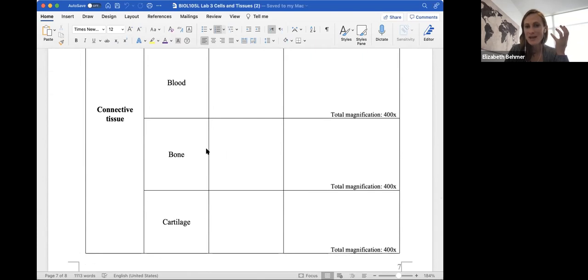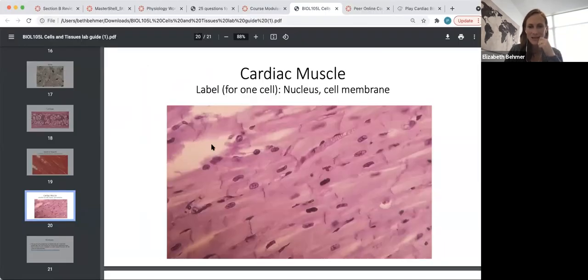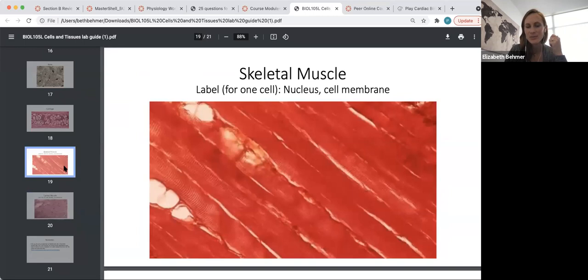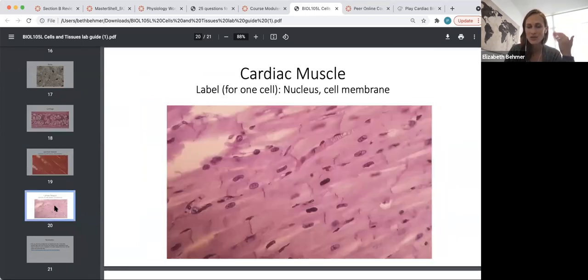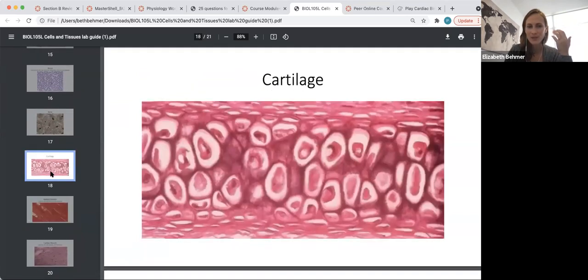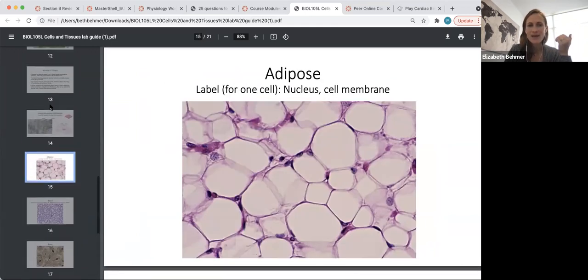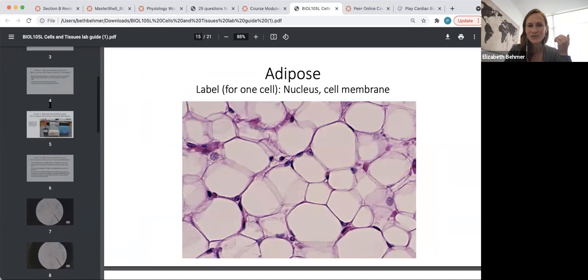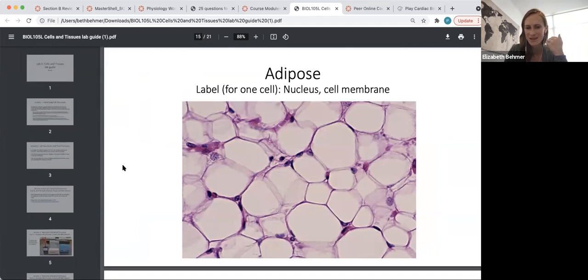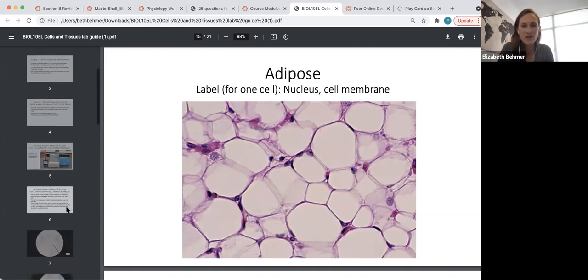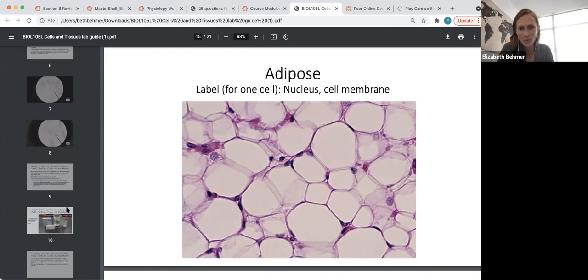In terms of your lab quiz for this lab, I'll probably include pictures like this on your lab quiz that you have to identify. So you'll have to know what cardiac muscle looks like, what skeletal muscle looks like, cartilage, bone, adipose, blood, as well as probably identifying a couple of the organelles in a cell. So spend some time making sure you can identify the different organelles in the cell, as well as the different tissue types.